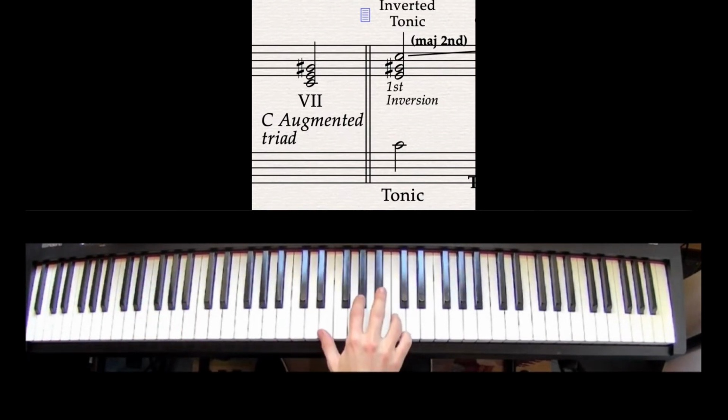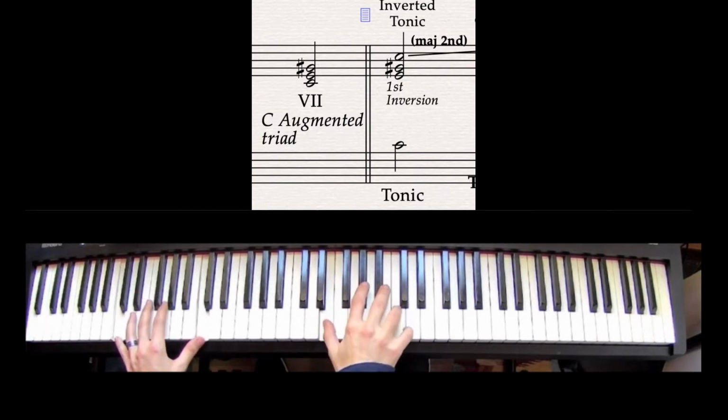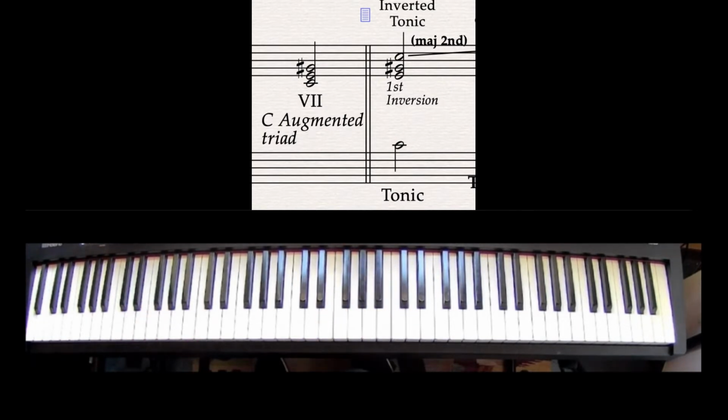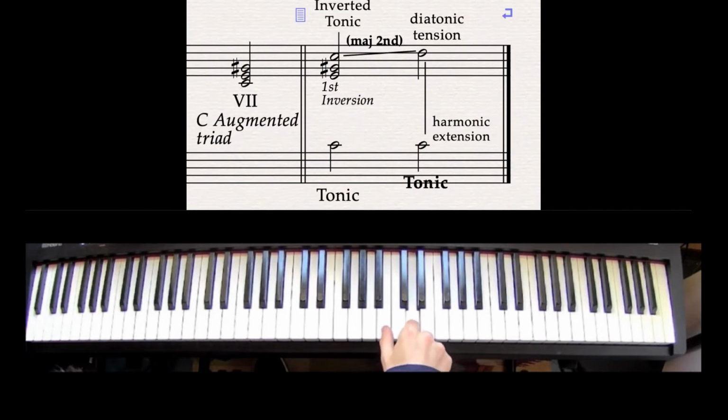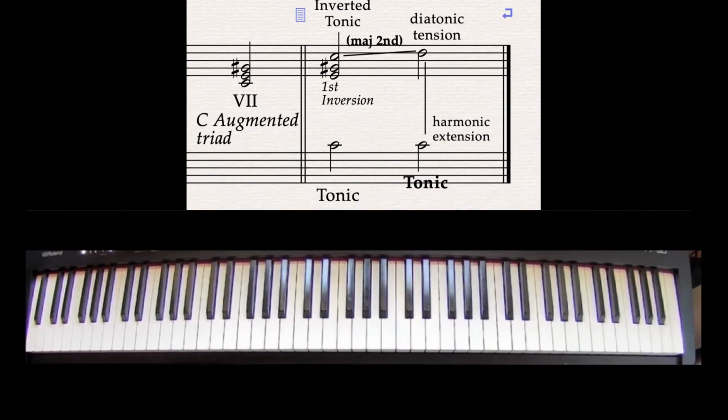Within the motival unit, the triad is appearing in its first inversion. Aside from the triad, the motival unit features a diatonic tension, the D note, as part of the motival building block in bar 1. Now I want to talk about the D note, which, harmonically speaking, is an extension of the C augmented triad.